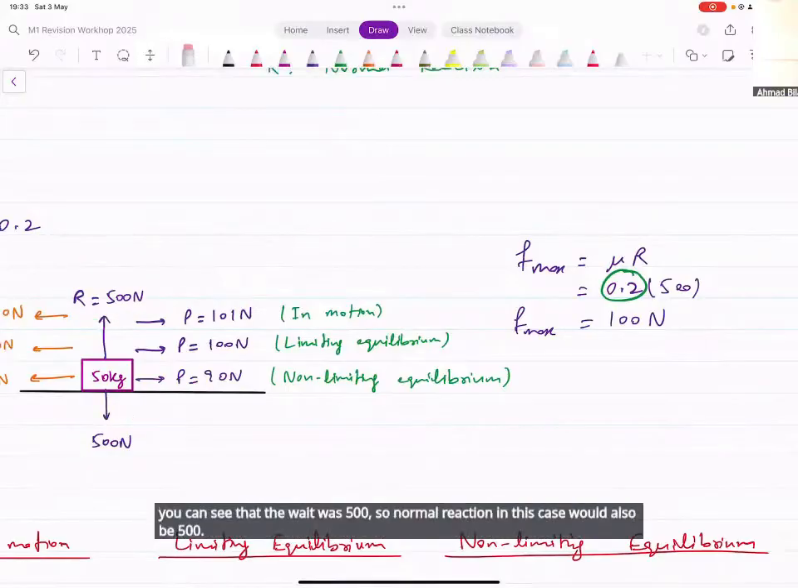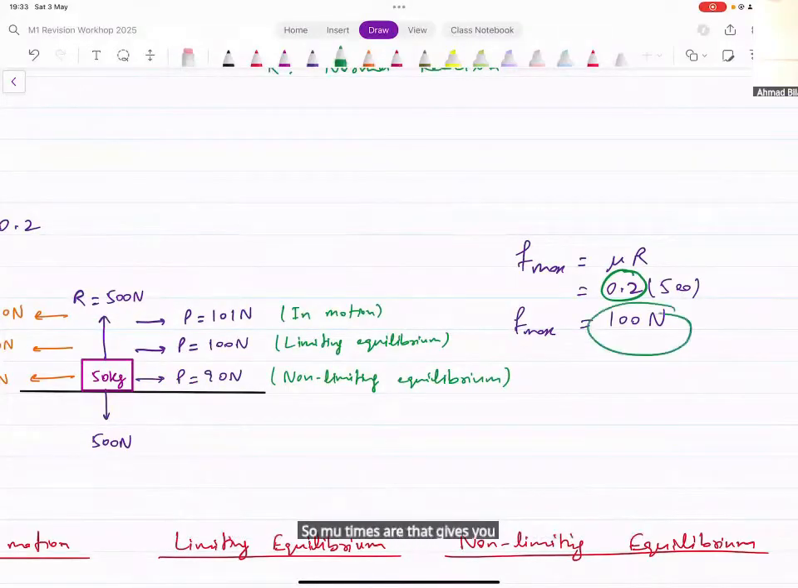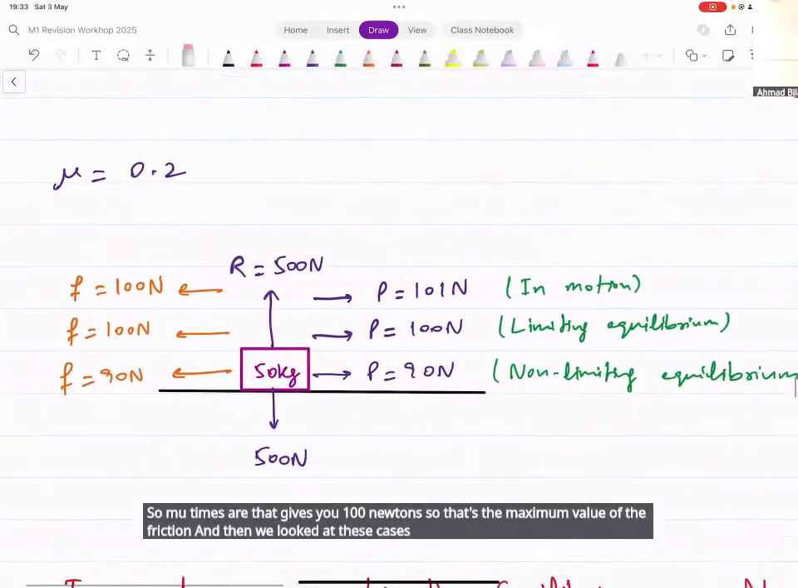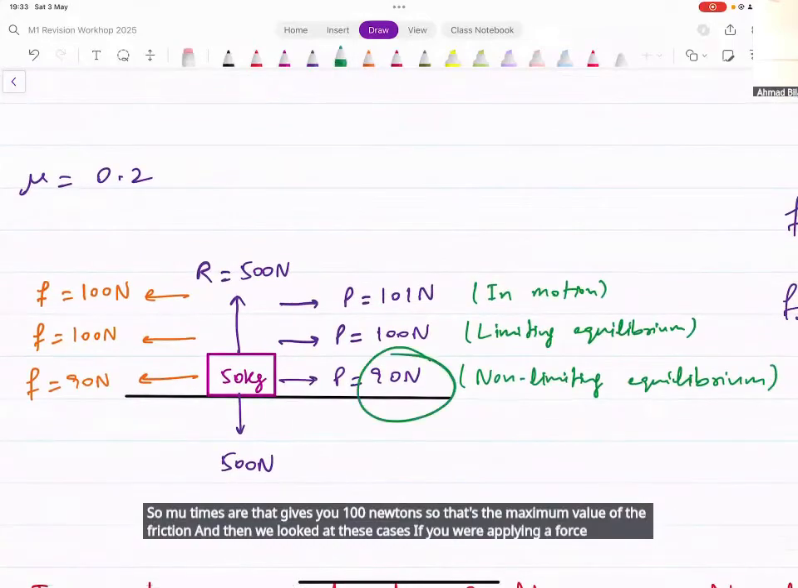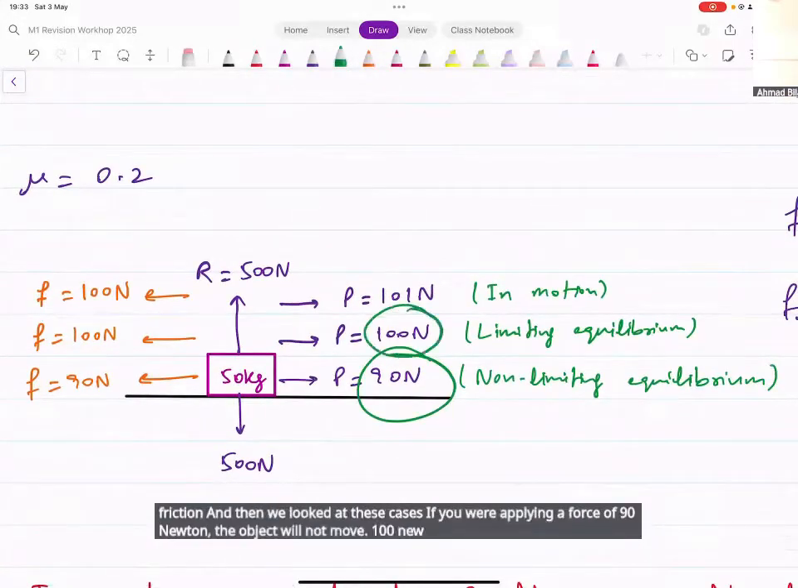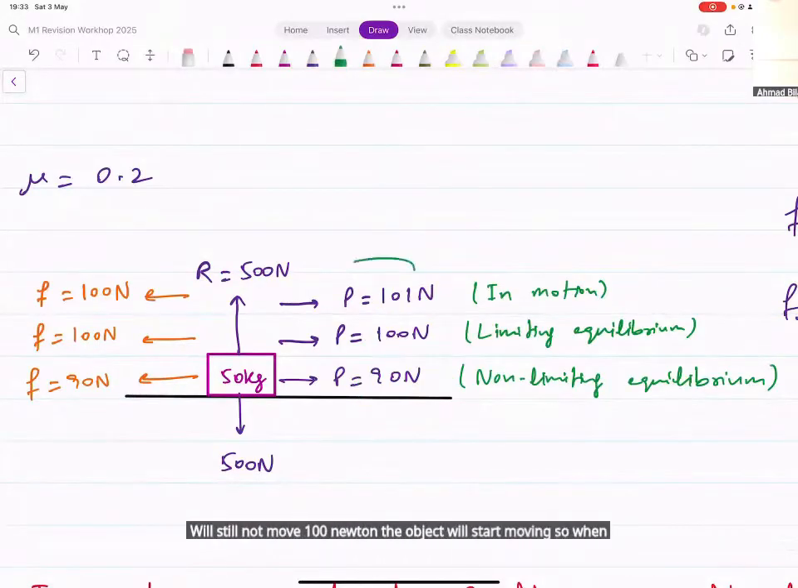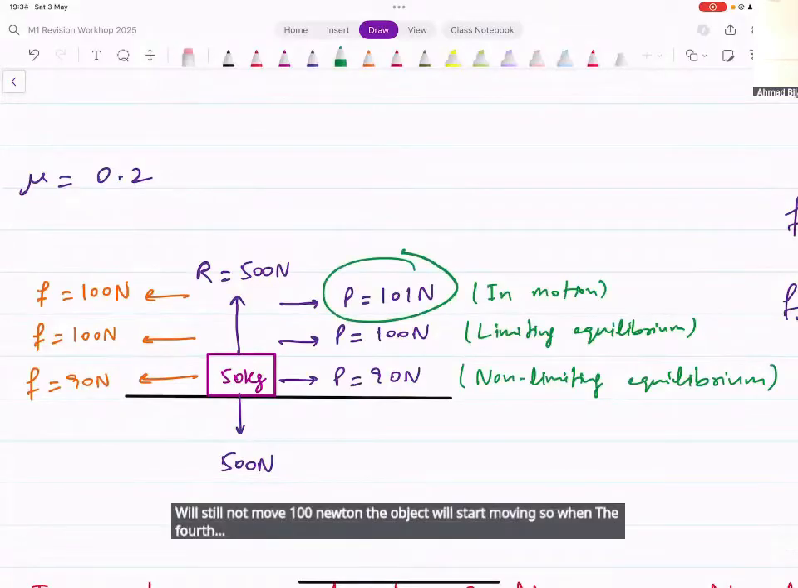So mu times R gives you 100 Newton. So that's the maximum value of the friction. And then we looked at these cases. If we were applying a force of 90 Newton, the object will not move. 100 Newton, the object will still not move. Above 100 Newton, the object will start moving. So when the force that you're applying becomes greater than the maximum value of friction, the object starts moving.